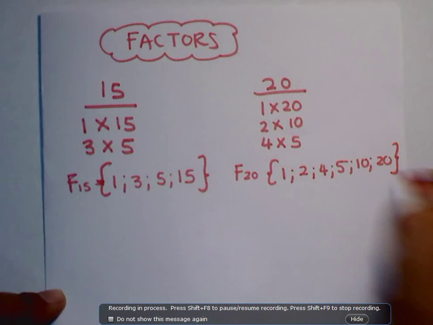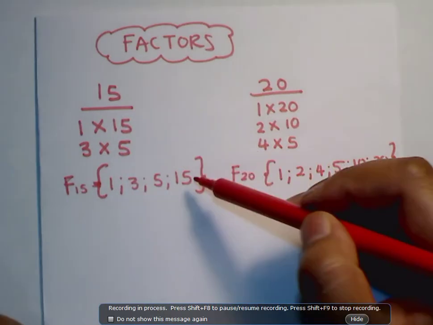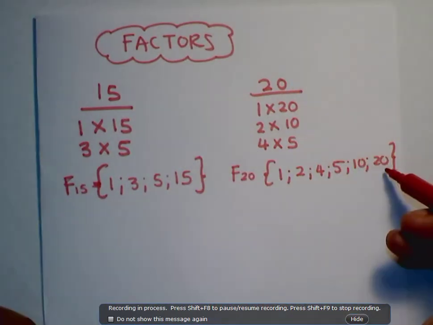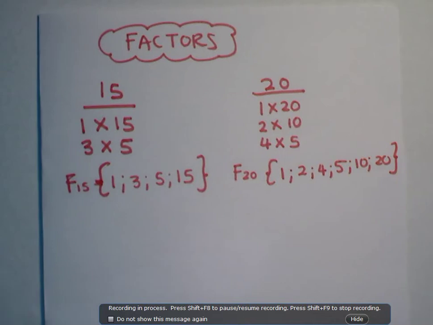Do not forget to include the number 15 when you're doing the factors of 15, and 20 when you're doing the factors of 20. And that is how you find the factors of numbers.